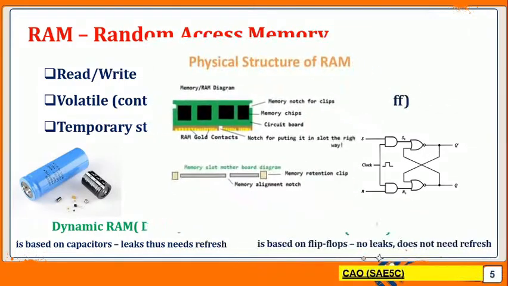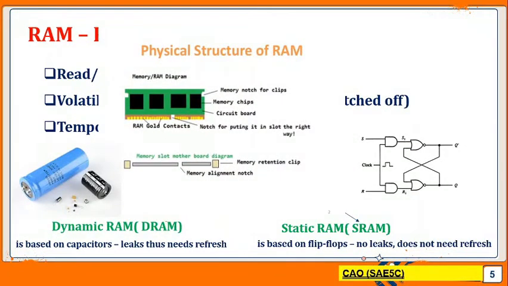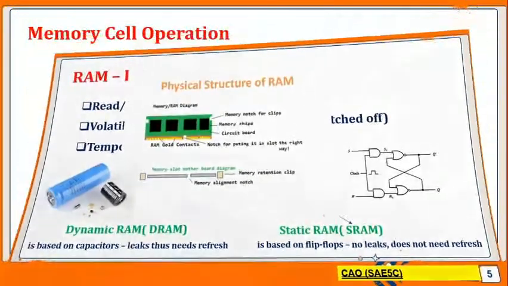Okay. The physical structure of a RAM. This is the physical structure of a RAM, where it looks like a scale. It contains memory chips, it contains circuit boards, and it contains notches for putting it into the slot right away. So this is the physical structure of your RAM.